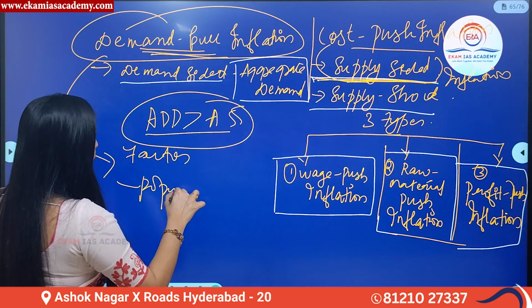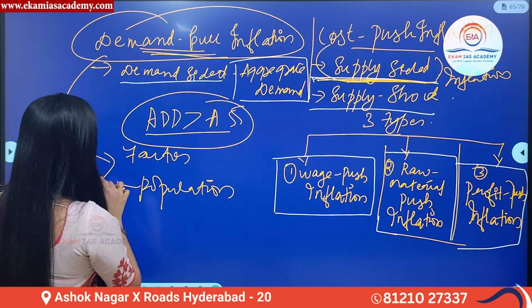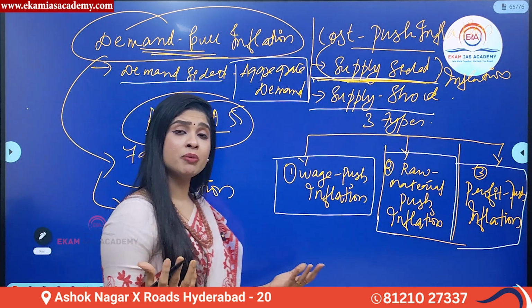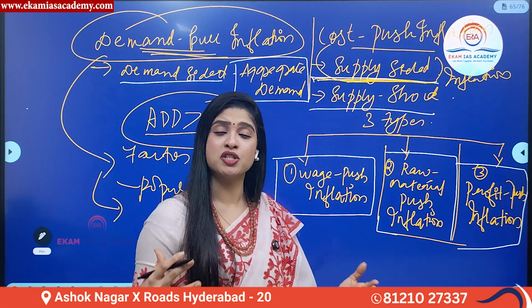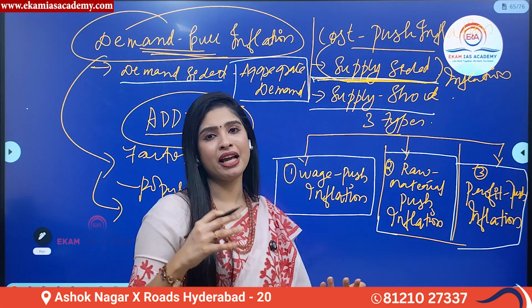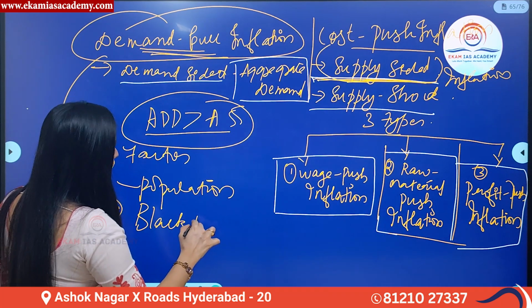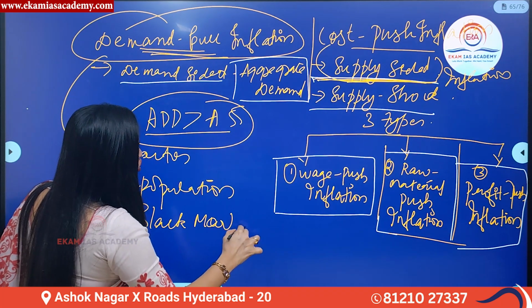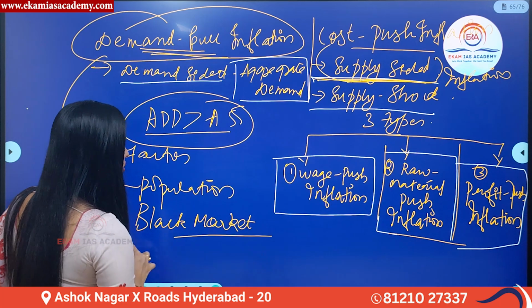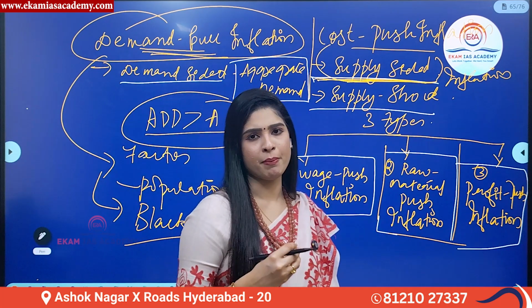When there is too much population, demand increases. When demand increases, what happens? Automatically, price rise also happens. What price rise? Demand pull inflation. Next is black market. Black market means black money. Too much unaccountable or black market money is coming up.